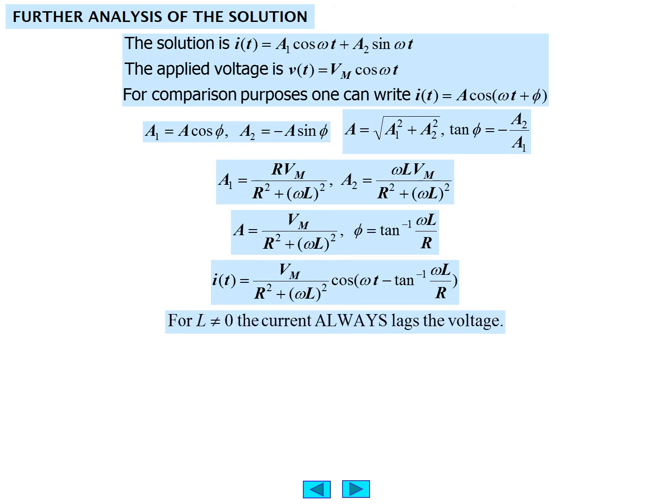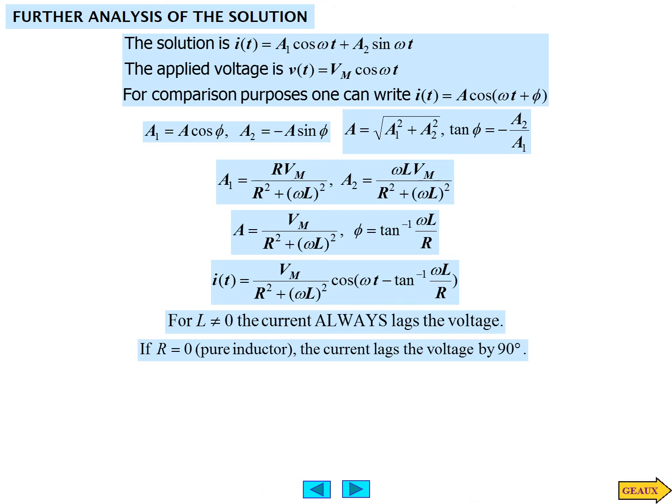For L not equal to 0, the current always lags the voltage as a result. And we see that as the arctangent of omega L over R. So if L is not 0, the current always lags the voltage. If R equals 0, there's only an inductor. The current lags the voltage by 90 degrees. Current lags the voltage by 90 degrees if it is a pure inductor.